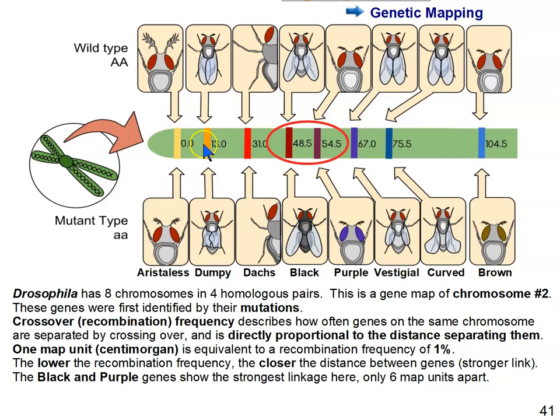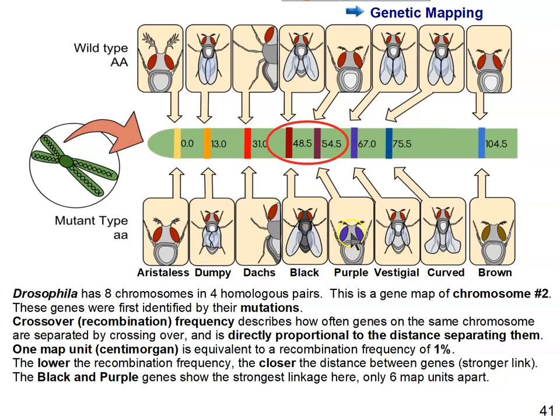All right, so the way that they constructed this map, they set this Aristillus mutation to 0, and let's just run through some of these mutations to see what they're mutations of. So Aristillus is short antennae, right? So it's an antenna mutation. Dumpy is a wing mutation. So you'll notice the wings are dumpy. Then these fruit flies really can't fly. Dox, short legs. So the comparison here is shorter legs. Black refers to the body color, which is normally gray, but black is much darker.